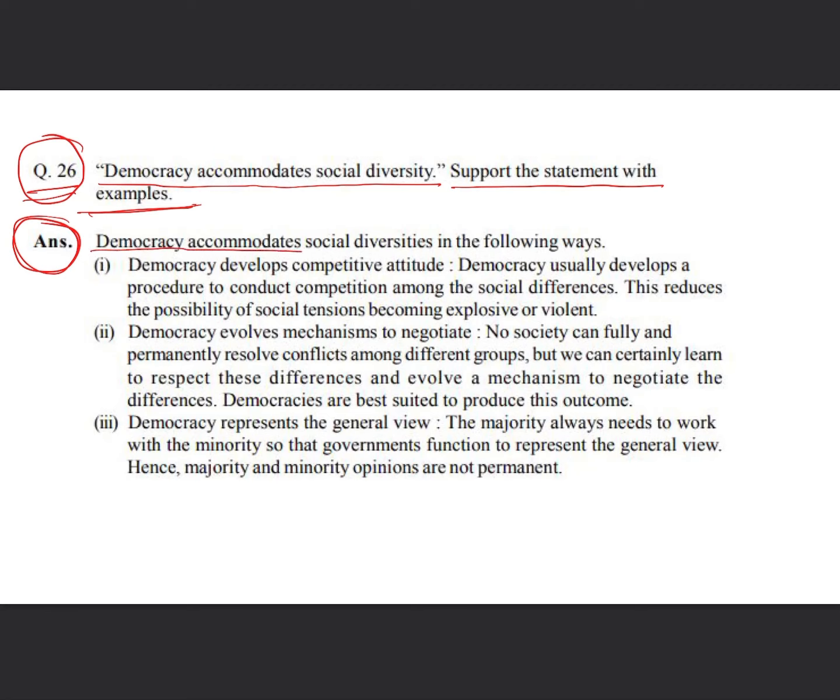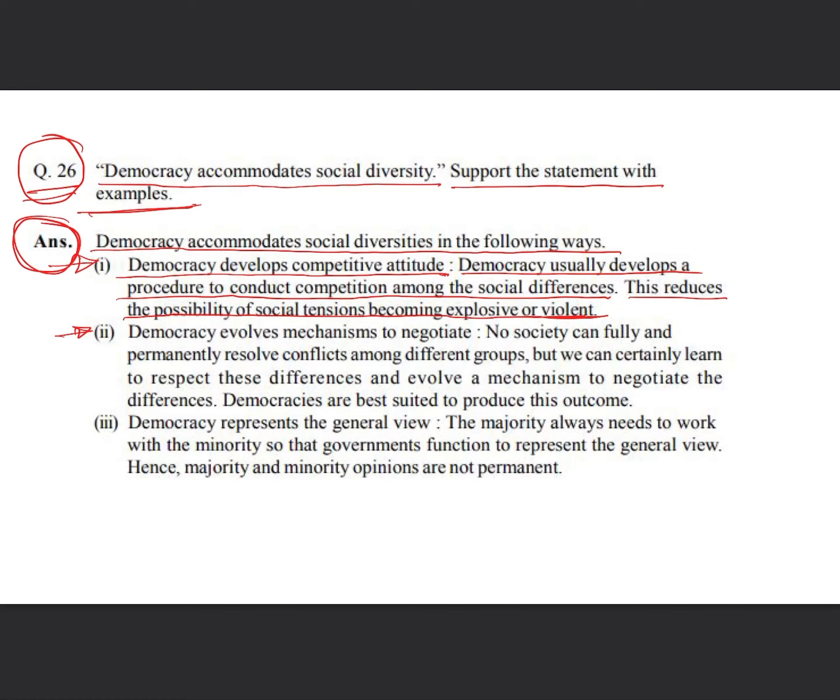Democracy accommodates social diversities in the following ways. First, democracy develops competitive attitude. What does that mean? Democracy usually develops a procedure to conduct competition among the social differences. This reduces the possibility of social tensions becoming explosive or violent.